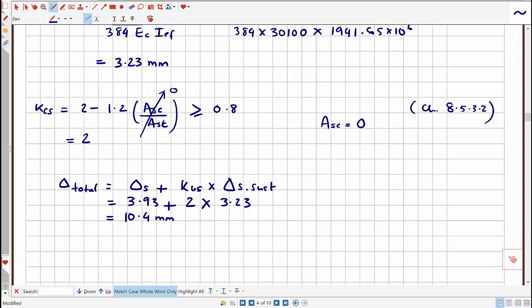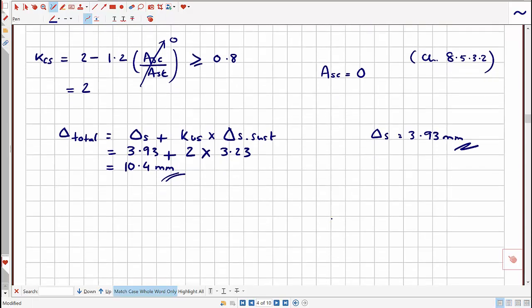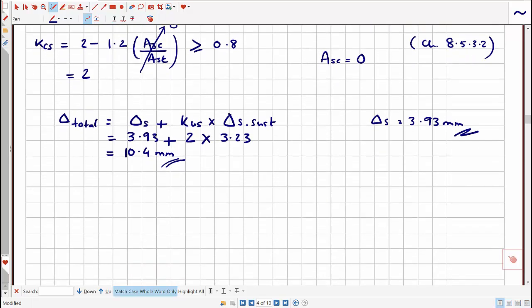Remember, the short-term deflection was 3.93 millimeter. That was the instantaneous deflection that happened on the structure when the load just acts on the beam. That's elastic deformation. And the total deflection in the beam, considering the creep and shrinkage deflection as well, comes out to be 10.4 millimeter. Now we have to make sure that both of these deflections are within the maximum deflection allowed in the code.